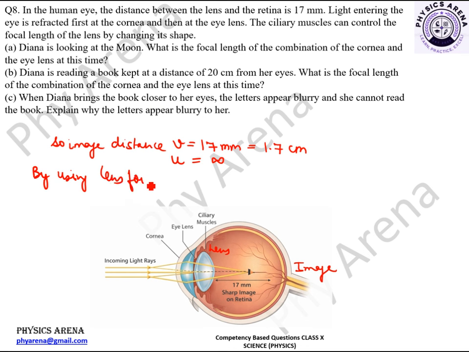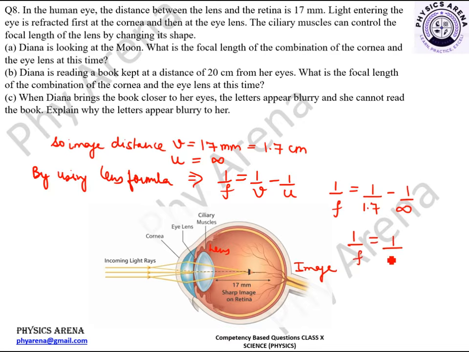That can be obtained by using the lens formula. Using the lens formula, we can write 1 upon f is equal to 1 upon v minus 1 upon u. That can further be solved as 1 upon f is equal to 1 upon 1.7 minus 1 upon infinity. And 1 upon infinity is 0. So we can write 1 upon f is equal to 1 divided by 1.7, using 1 upon infinity is 0. And this implies f is equal to 1.7 centimeter, or we can write it as 17 millimeter.